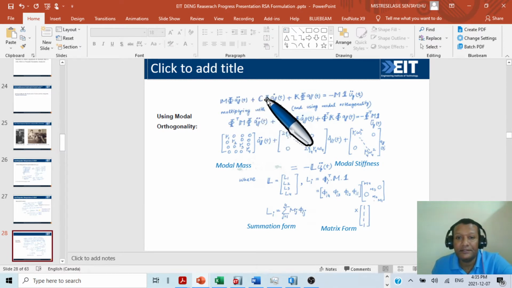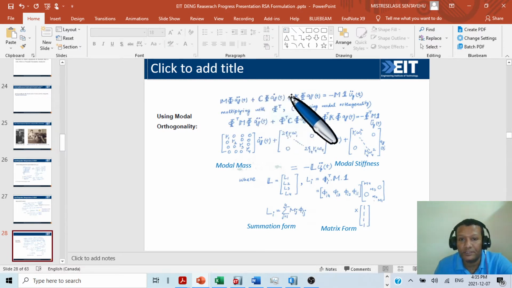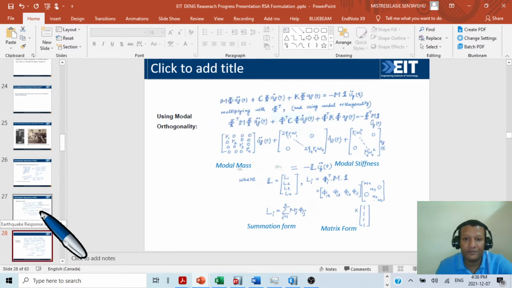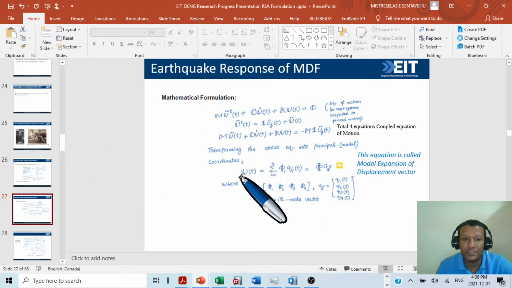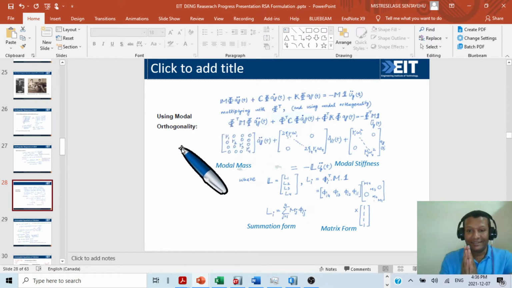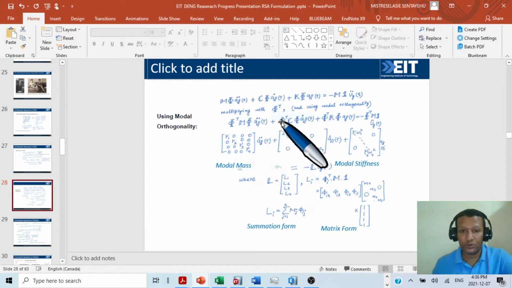Again here, c times phi times q dot(t), k times phi times q(t) is equal to minus m 1 u double dot g. This is directly from here. You just change u by phi times q. Phi is the modal shape and q is, we will discuss what it will be, it will be clear. Multiply with the transpose, phi transpose, and using modal orthogonality. This is very important to know, because using modal orthogonality we are going to solve this equation like this.